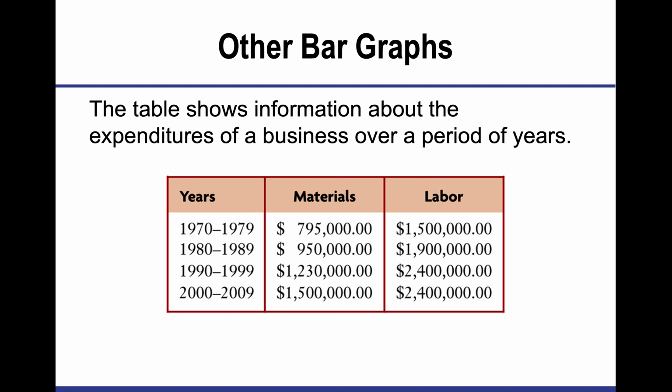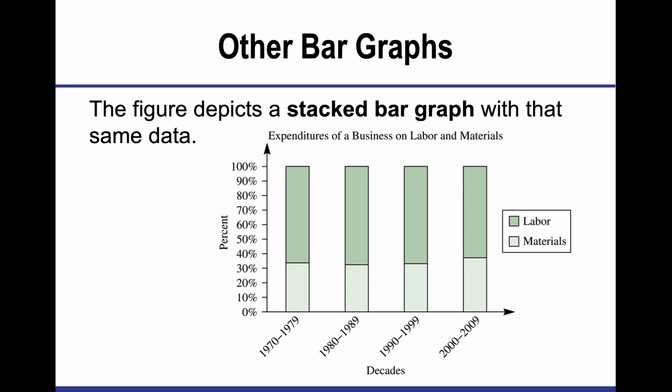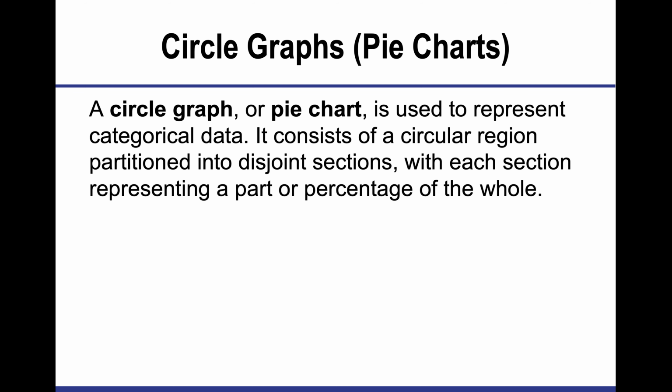This table shows the information about expenditures of a business over some length of time. They can then make a stacked bar graph with that same data. So instead of having two bars next to each other, now I'm combining them into one category from 1970 to 1979, and I'm showing the percentage that was material versus the percentage that was labor, and together I can see from the chart they add to 100%.